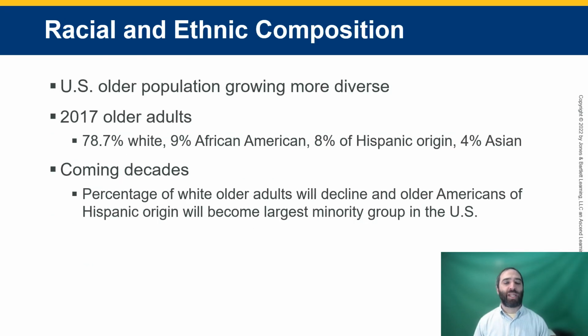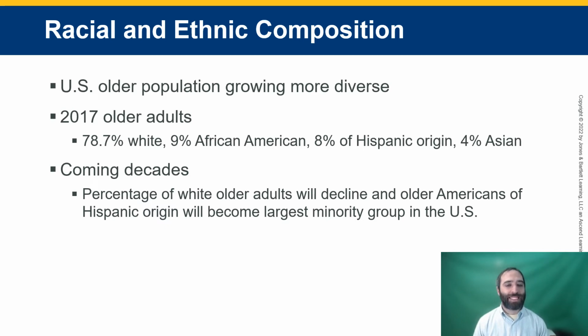All right, let's look at racial and ethnic composition. The older population is less diverse than the younger population, but it is growing more diverse as time goes on, as people who used to be younger and more people of color are now getting older, and so as time goes on, our elderly population is growing more African American, more Hispanic, more Asian American, and so on.